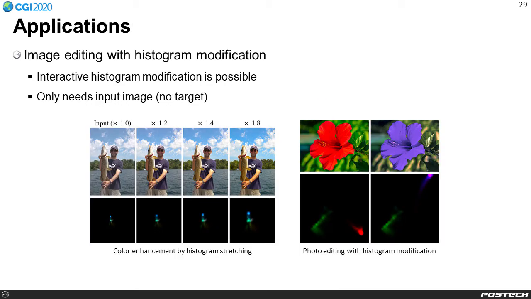Here, I share applications of our model. As a histogram is used as a reference, we can edit an input image by modifying the histogram. The figure on the left shows the color enhancement result with histogram stretching, and the figure on the right shows the result of histogram modification.